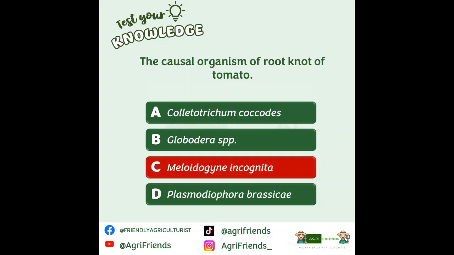So normally the root knot are caused by Meloidogyne. Colletotrichum coccodes is the anthracnose of tomato and potato. Globodera are microscopic worm-like pests or nematodes that feed on potatoes, eggplants, and tomatoes, and other members of the Solanaceae family. Plasmodiophora brassicae is a soil-borne protist. So what are protists? These are a group of protozoa, unicellular algae, and slime molds. So they cause the clubroot disease on brassicas.